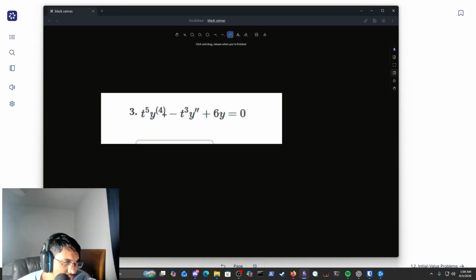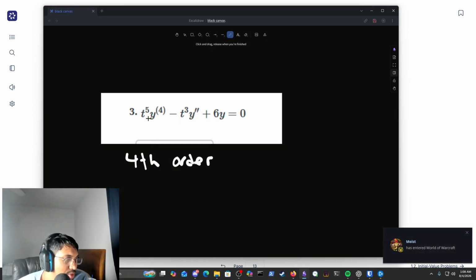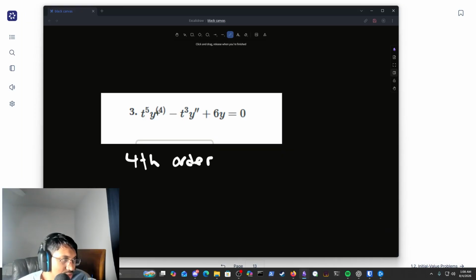You'll see immediately that the highest order actually is 4. So this is a 4th order differential equation, right? And then we just, again, move through the terms. Is y being scaled off of just itself? Yep, we see that this is the 4th derivative and it's being multiplied by t to the 5th power. So that part's fine. First part's fine.